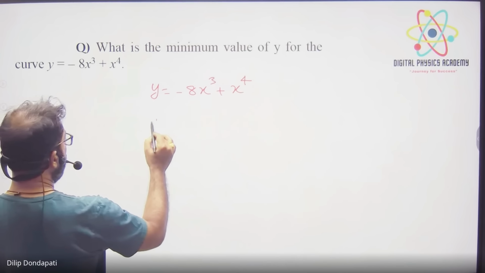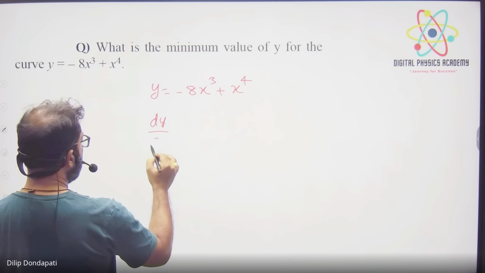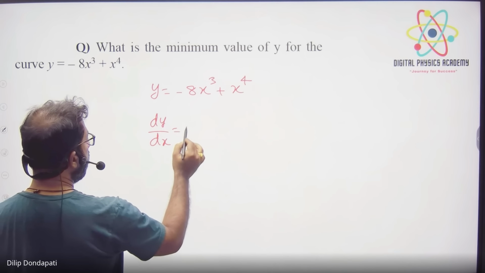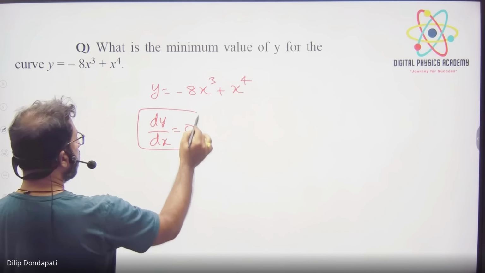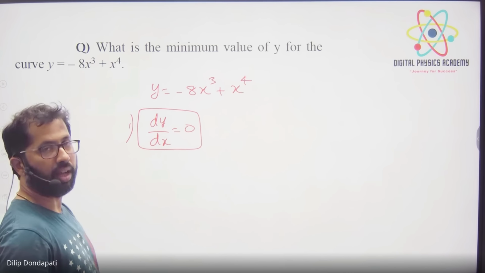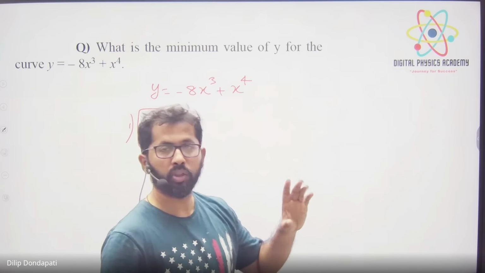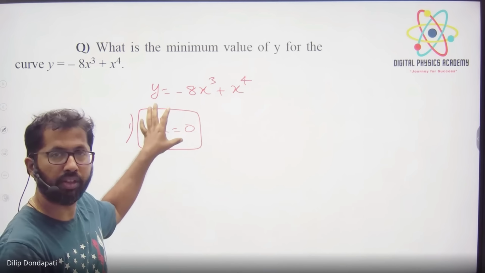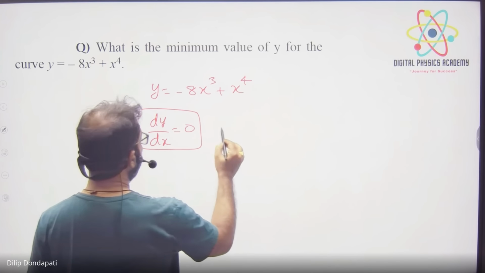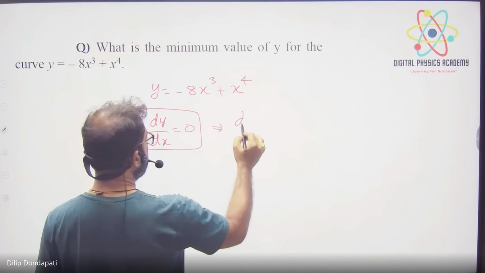You have to differentiate dy by dx and equate it to 0. This is a condition where it can be maxima or minima, because the slope is 0. Slope is nothing but dy by dx. Okay, differentiate dy by dx.